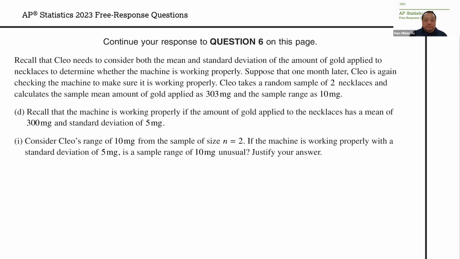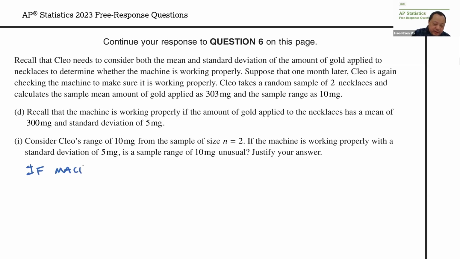Next page. Cleo takes a random sample of 2 necklaces and calculates the sample mean amount of gold applied as 303 and the sample range as 10. Part D. Recall that the machine is working properly if the amount of gold applied to a necklace has a mean of 300, standard deviation of 5. Subpart I. Consider Cleo's range of 10 from the sample size n equals 2. If the machine is working properly with a standard deviation of 5, is the sample range of 10 mg unusual? Justify your answer.